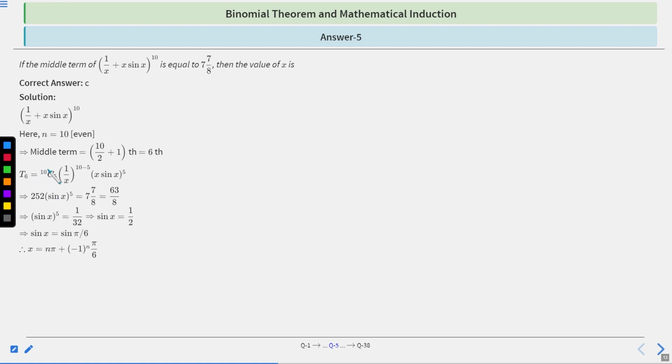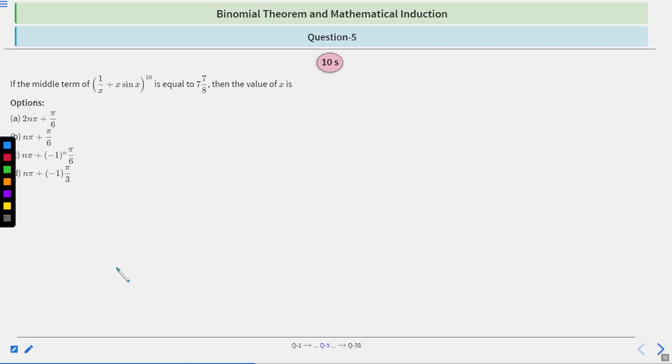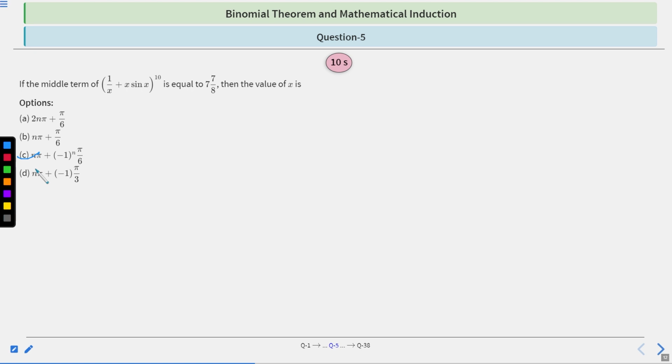T(r+1) is nCr. So T6 can be written as T(5+1), right? So 10C5 into (1/x) to the power 10 minus 5 into (x sin x) to the power 5, which can be further expanded as 252 sin^5 x is equal to 7 mixed 7 by 8, which is equal to 63 by 8. Now sin^5 x is equal to 1 by 32, so sin x is equal to 1 by 2. So sin x can be written as sin pi by 6. So x is basically n pi plus (-1)^n pi by 6. Clear? So option C is the right choice: n pi plus (-1)^n pi by 6.